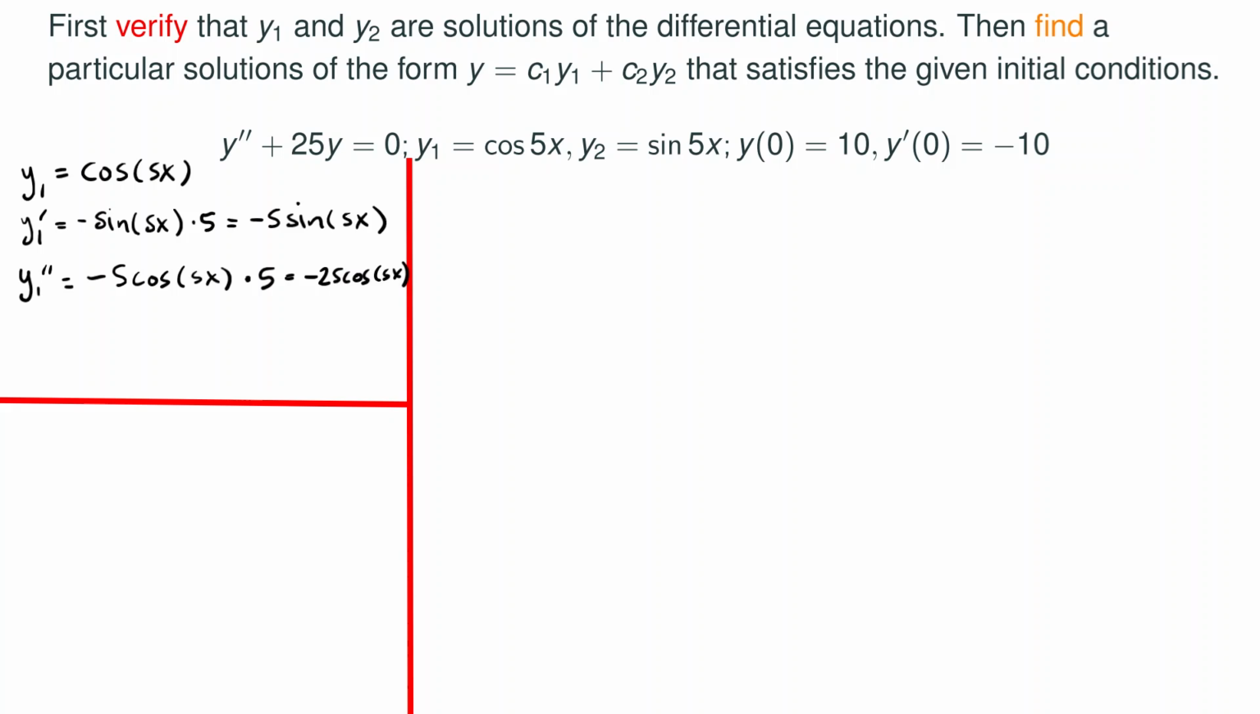And now let's verify. We have that the second derivative plus 25 times the original equation should get us equal to 0. So our second derivative, negative 25 cosine of 5x, plus 25 times the original cosine of 5x. Okay, that definitely is equal to 0, so we verified for the first, y sub 1. Let's check y sub 2.